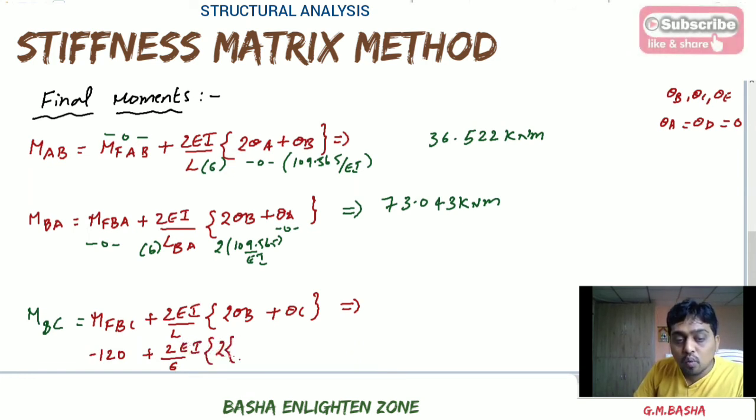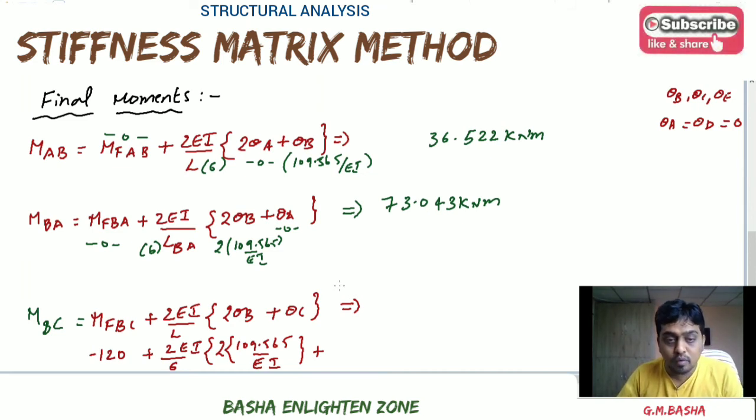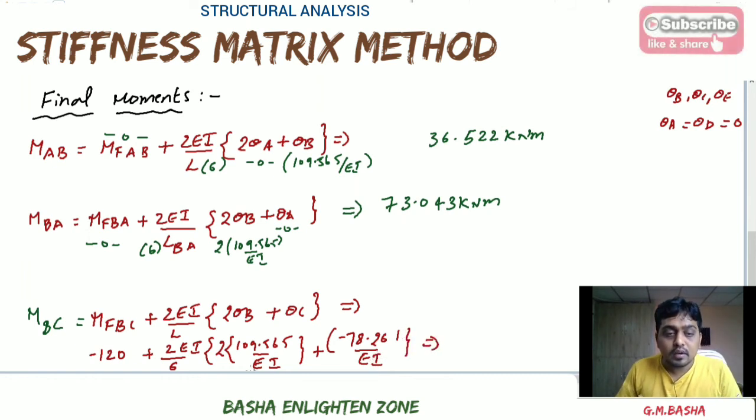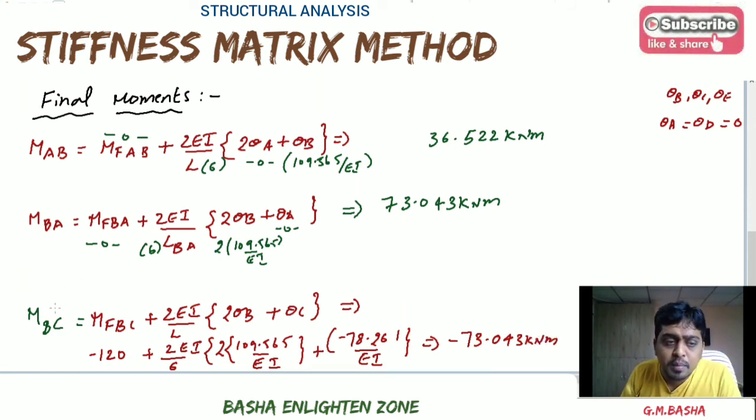Again 2 into theta B. Theta B you people know, that one is 109.565 by EI, plus what about theta C? Theta C will be equal to, already we solved, minus 78.261 by EI. If you simplify this value directly you will get minus 73.043 kilonewton meter. Actually no need to simplify this BC value. For check purpose only we have to simplify that one.